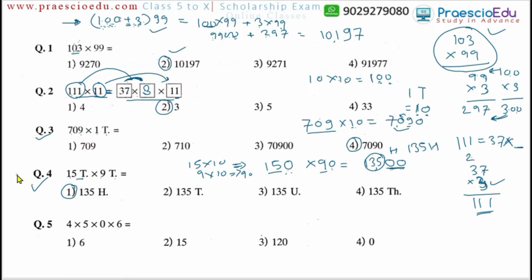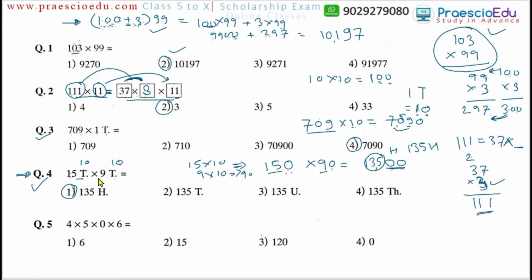So this example is very important. Please understand this one, how we are making the multiplication. So t means 10, and here also t means 10. So 15 multiplied by 10 we get 150, and 9 multiplied by 10 we get 90.